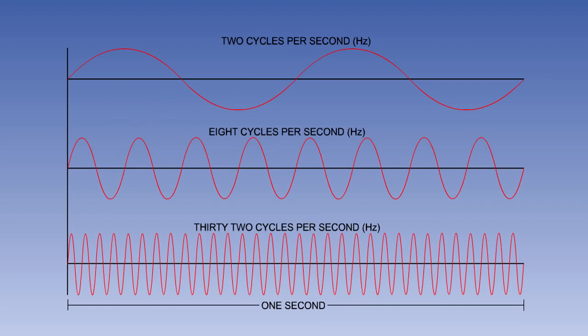The number of cycles occurring in each second is the frequency of an alternating current. The unit of frequency is the hertz. 1 cycle per second is equal to 1 hertz. Aircraft constant frequency AC supply systems usually have a frequency of 400 hertz.